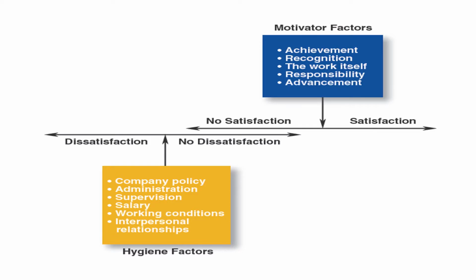Okay, so let's see the example for motivator factors: achievement, recognition, the work itself, responsibility, and advancement. When all the motivator factors exist in the organization, it will help the employee to feel satisfaction. However, if the motivators are not there in the organization, the employee will feel no satisfaction.